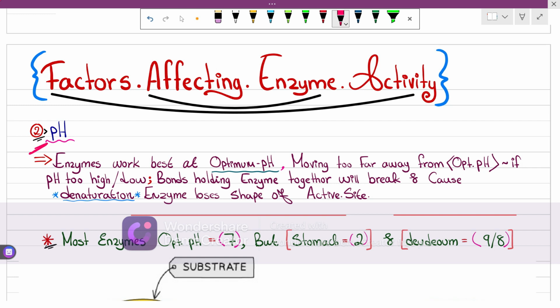So for example, the optimum pH of an enzyme is pH 7. If we move too far down, like pH 1 or 2, or if we move too high, like pH 12 or 14, what's happening here is that this is the optimum pH. This is where the enzyme works best. Moving too far away will cause the bonds of the enzyme to break and it will cause denaturation. While in temperature, it's only moving too far away by increasing the temperature, not going back down. But in pH, it's both ways.